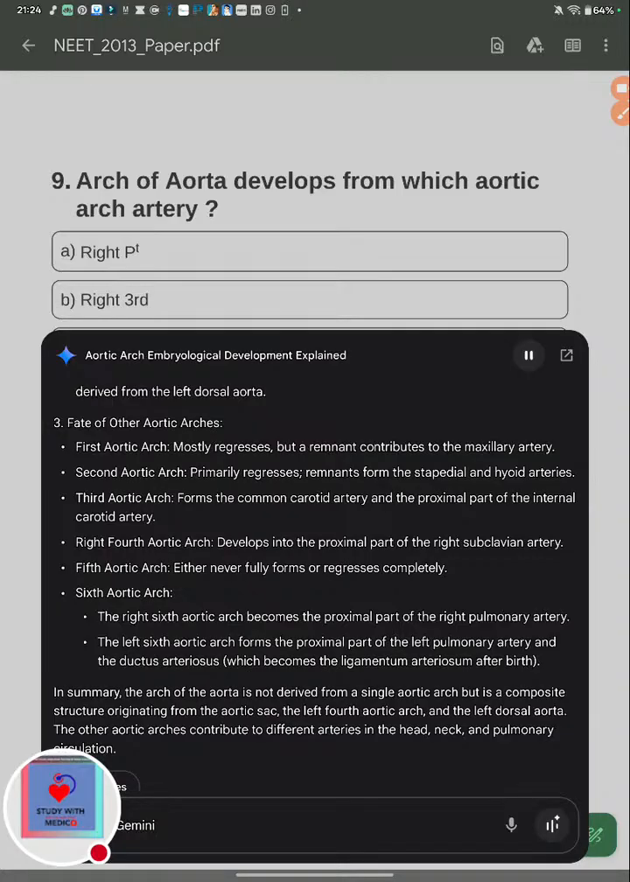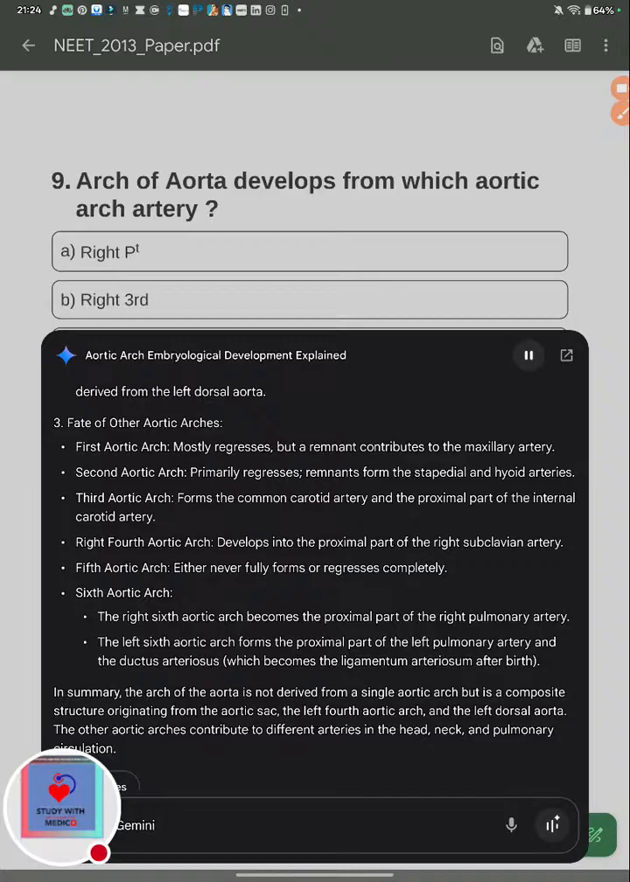Third aortic arch. Forms the common carotid artery and the proximal part of the internal carotid artery. Right fourth aortic arch. Develops into the proximal part of the right subclavian artery. Fifth aortic arch. Either never fully forms or regresses completely. Sixth aortic arch. The right sixth aortic arch becomes the proximal part of the right pulmonary artery.